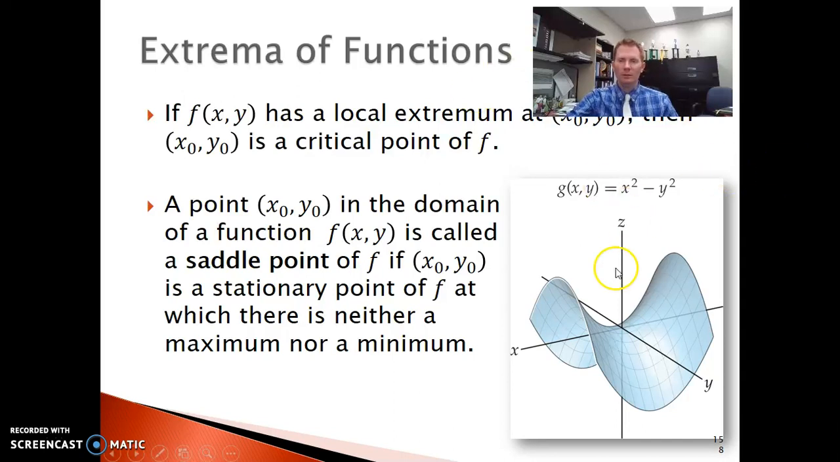And so you can see in this diagram here that at (0, 0, 0) there would be a horizontal tangent plane here, and yet it is neither a minimum nor a maximum. And so that's what a saddle point is. It's a stationary point of f at which there is neither a maximum nor a minimum.